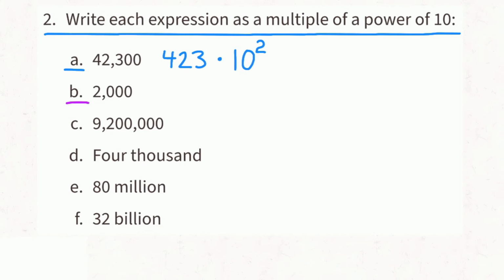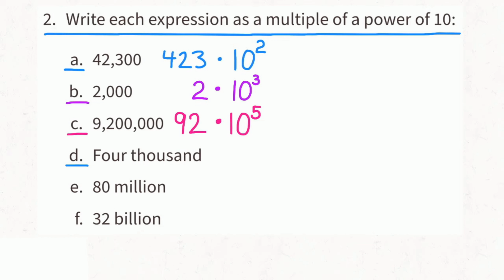B. 2 followed by 3 zeros to the right. Those 3 zeros tell me that the value of this number is 1,000 times bigger than 2. So we can write 2 times 10 to the power of 3. 10 to the power of 3 is 10 times 10 times 10, which would be 1,000. And 2 times 1,000 is 2,000. C. We have a 9 and a 2 followed by 5 zeros to the right. Those 5 zeros tell me that the value of this number is 100,000 times larger than 92. So we can write 92 times 10 to the power of 5.